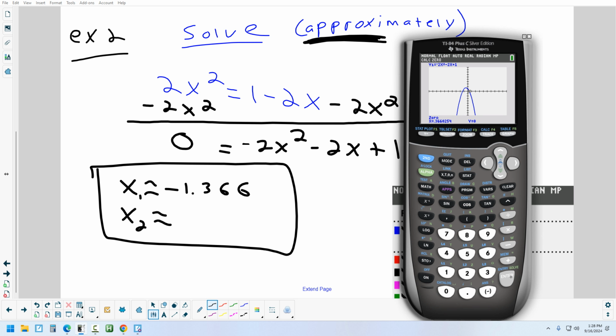So it says x equals 0.366. That is correct, and that question is red. And that's what you want to write down, 0.366.